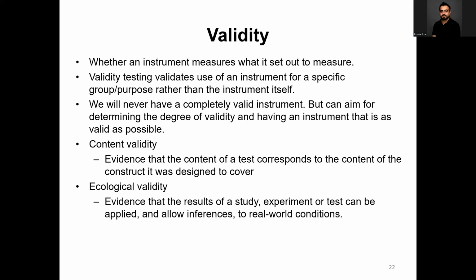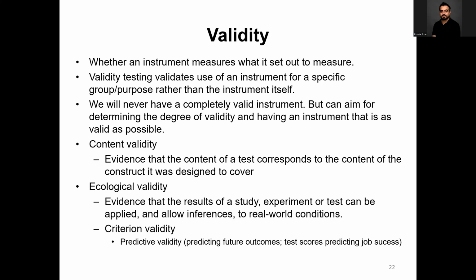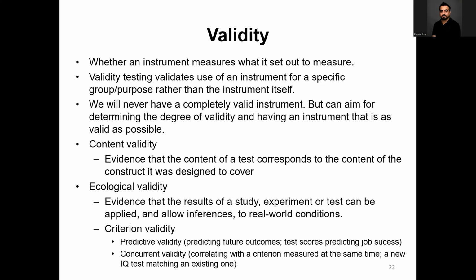Ecological validity refers to generalizability of our measurement, of instrument, of our results of a study, whether it allows us to infer it to real world conditions. That's ecological validity. We have criterion validity, which can be predictive validity or concurrent validity. So predictive validity is predicting future outcomes. For example, test scores predicting job success. That's a predictive validity. Concurrent validity, it's correlating with a criterion measured at the same time. For example, a new IQ test matching an existing one. That's concurrent validity.